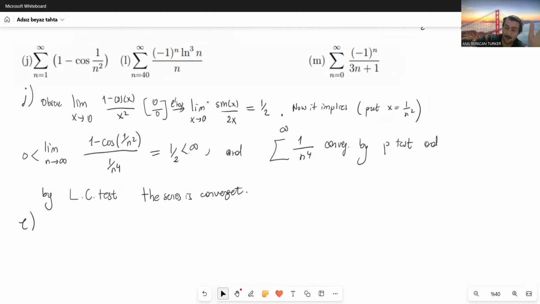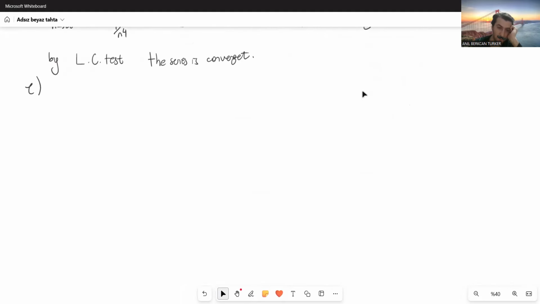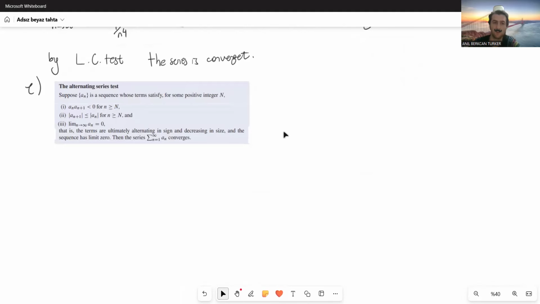You can check, but this is not the original question. The original question asks about some oscillation by this minus one to the power n. So what should we do? Maybe we can apply the alternating series test. Let me copy and paste. What is this series? This is the alternating series test.